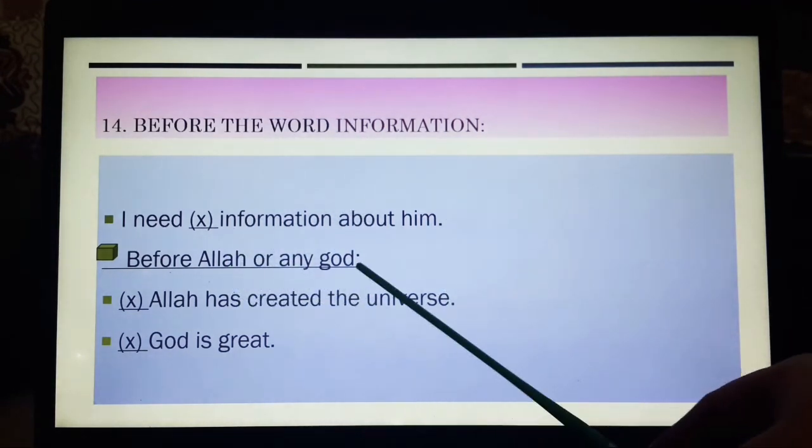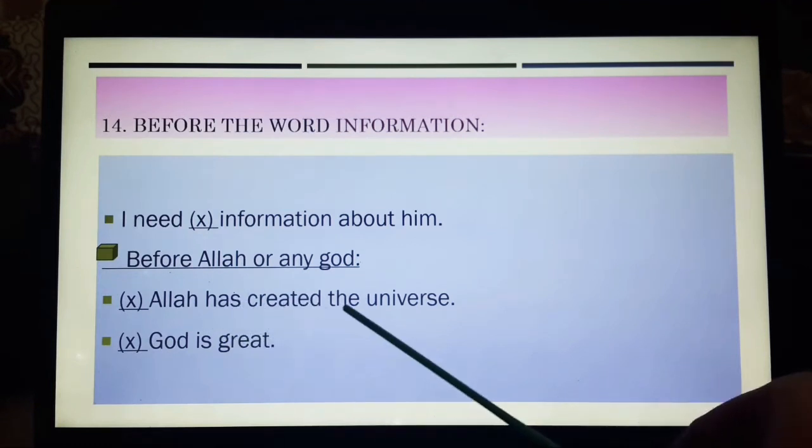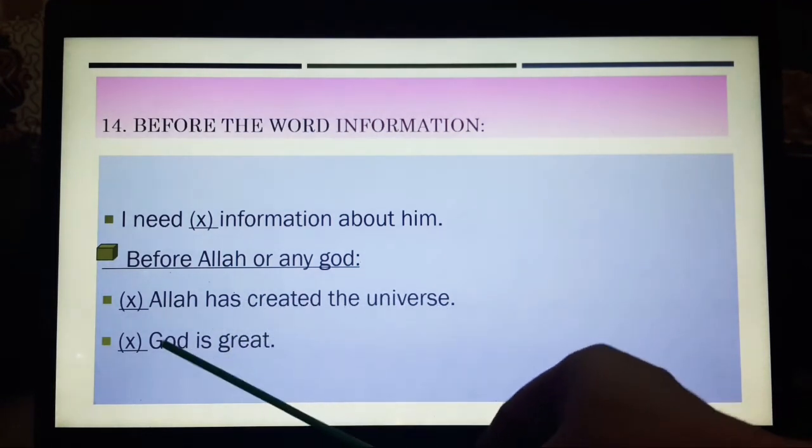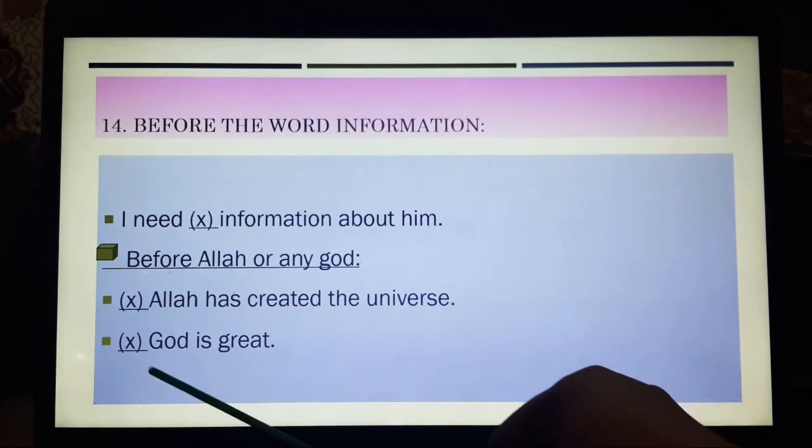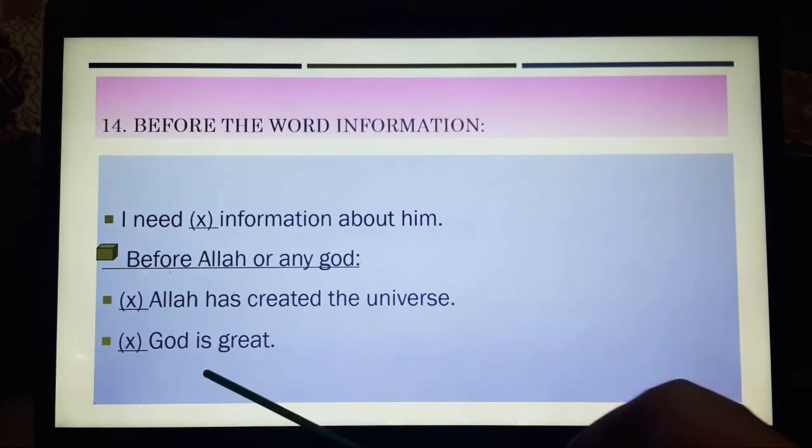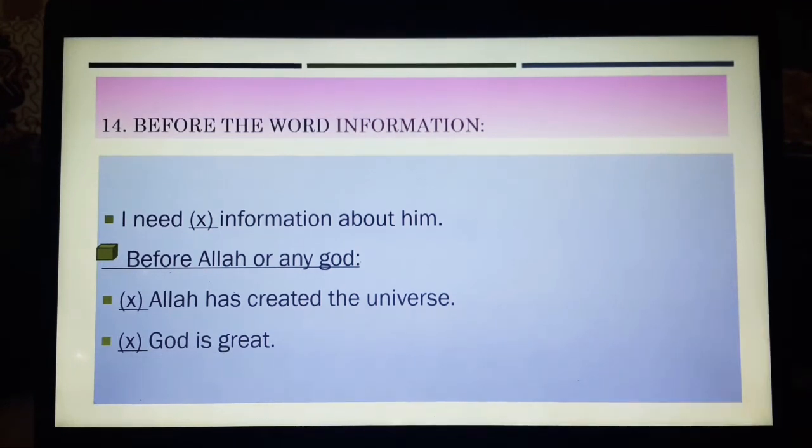Before Allah or any God. Allah has created the universe. God is great. We do not say the God is great. We say God is great.